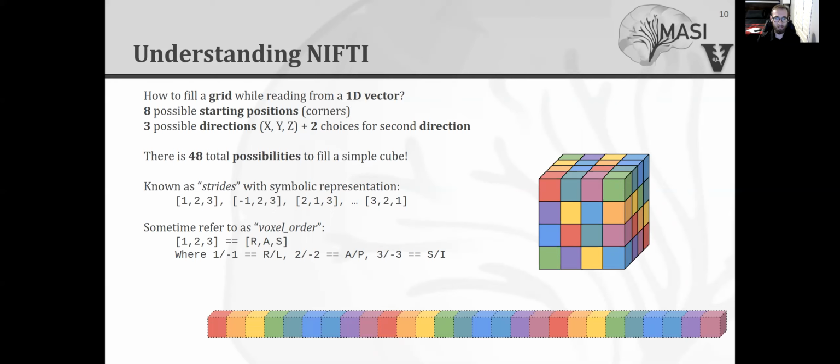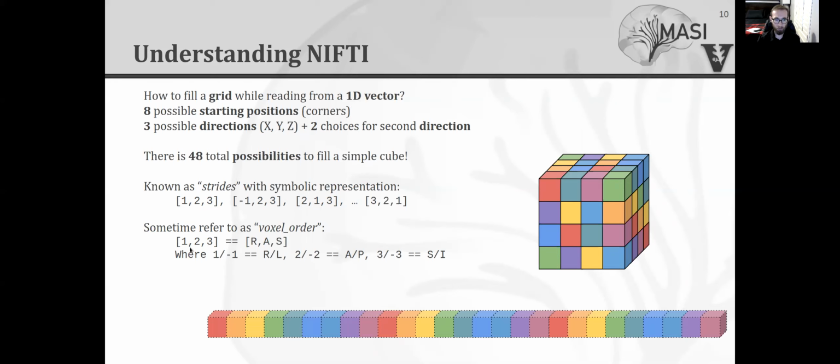So if you are in one scenario, starting from one corner, filling the x-axis first, and then filling the y-plane second, it's going to be a stride that could be 1, 2, 3. If you switch corner or you switch plane, you're going to have a different combination of those values right here. And these 3 numbers will represent those 48 possibilities. Sometimes it's referred to as voxel order.